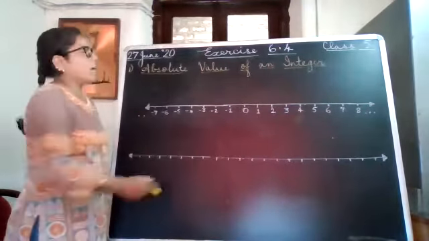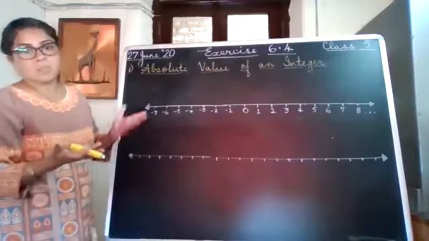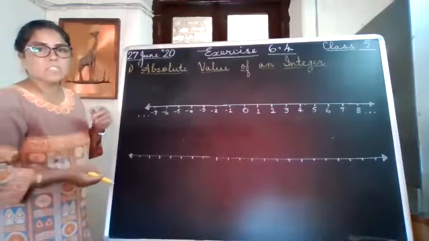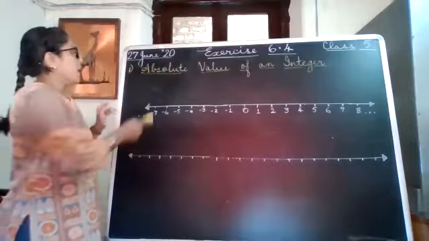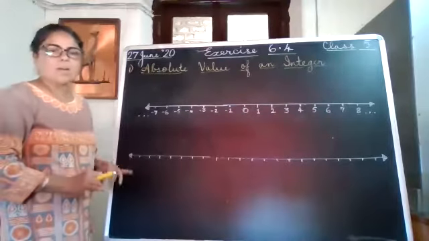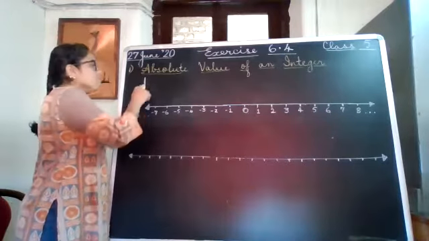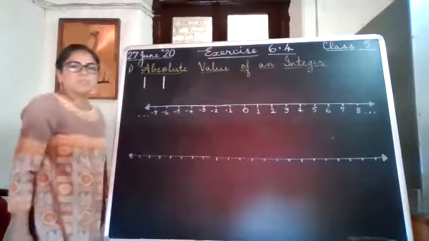Now, what is the meaning of absolute value of an integer? Absolute value, though the name sounds like something difficult, is very easy. Absolute value of any number means writing that number without the sign. And this is the symbol for absolute value.